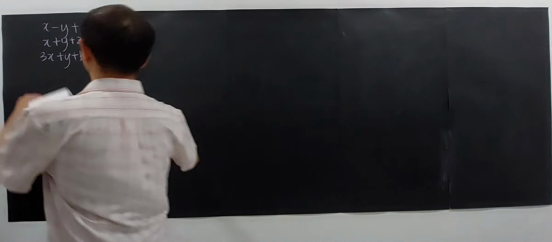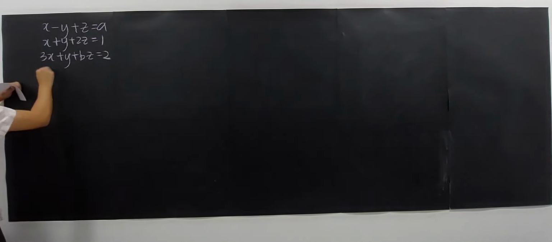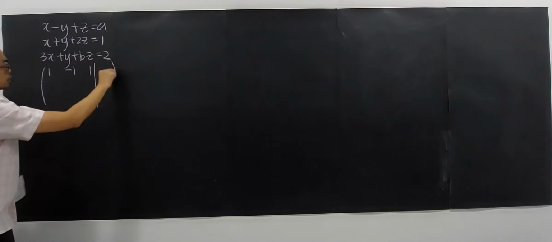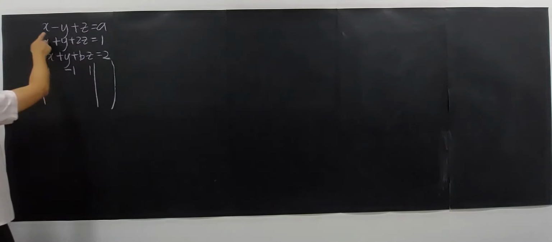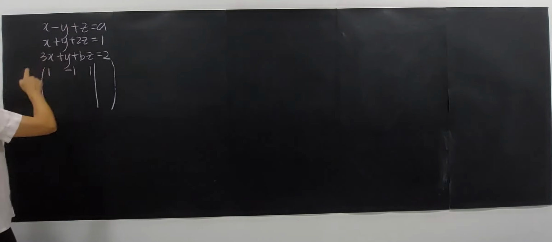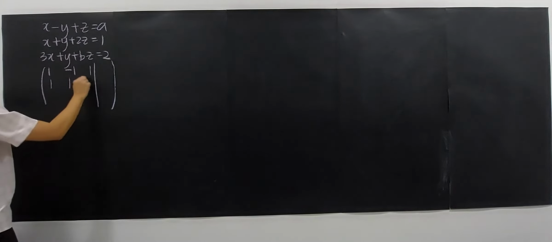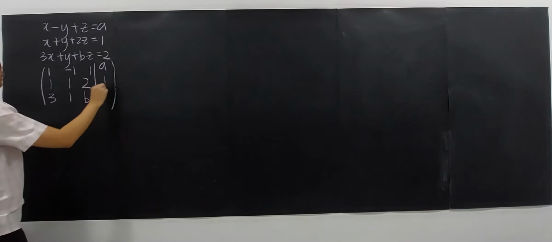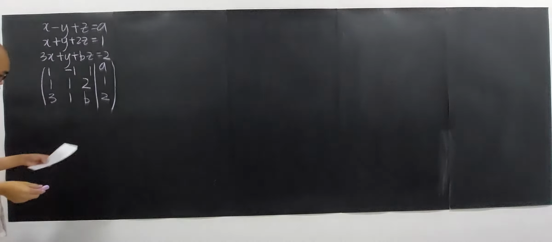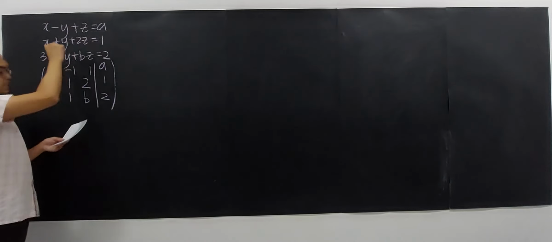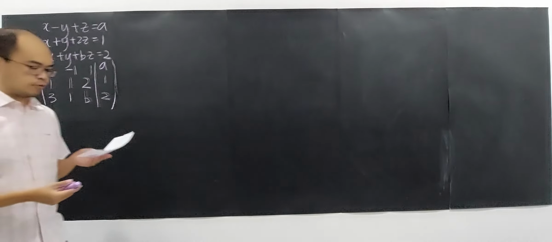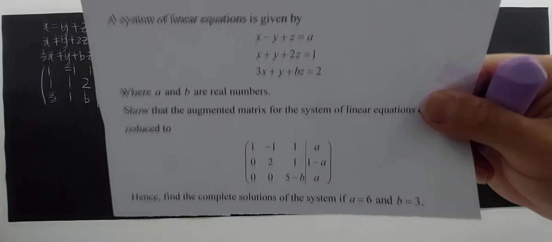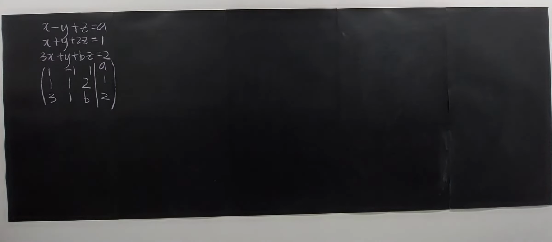So the augmented matrix for this system of linear equations will be 1, negative 1, 1, 1, 1, 2, 1, 1, 2, 3, 1, b, and here we have a, 1, 2. This is the augmented matrix for the system, and it can be reduced to that form, definitely by using elementary row operations. Okay, let's see how I perform the elementary row operations here.